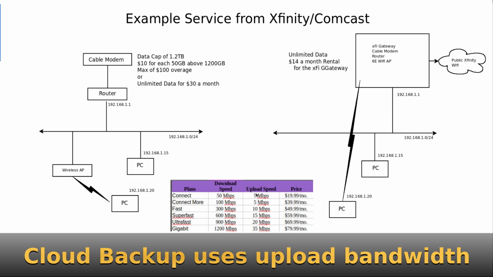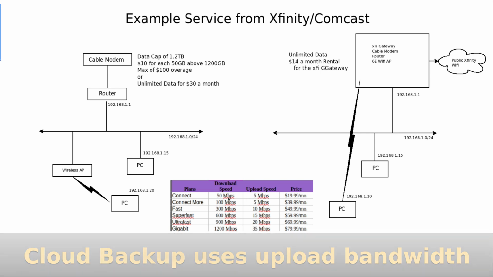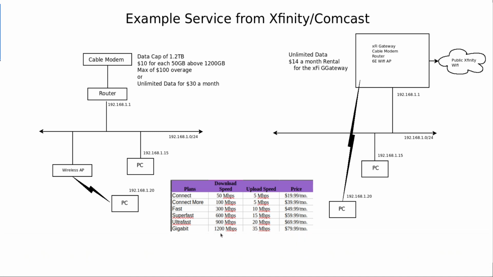So upload speeds really count, and I've often said that even though I have the 1200 megabits or 1.2 gigabit down speed and 35 megabit up speed, I would be much happier with 500 megabits symmetric, both in the up and down direction.